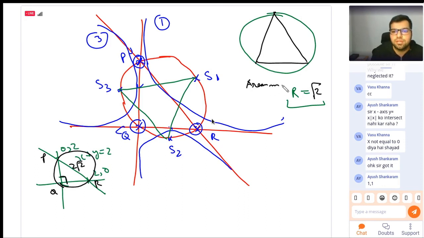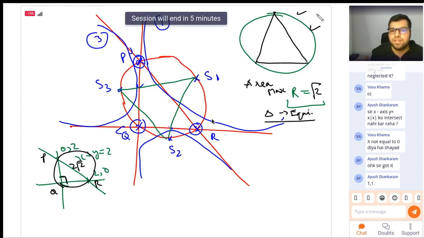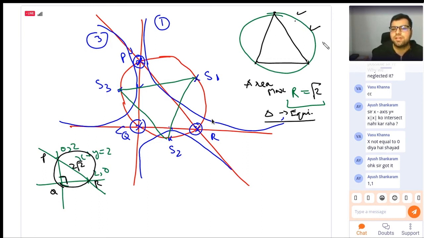So area of the triangle is maximum. For a given radius, if you have to maximize the area of a triangle, then that triangle has to be equilateral. If the radius is constant, this triangle is being formed by the focus. So these focus points can be anywhere on the circle. When the points are lying on the circle and you have to maximize the area of the triangle, the triangle has to be equilateral. So can you find out the area of this triangle? Very simple.